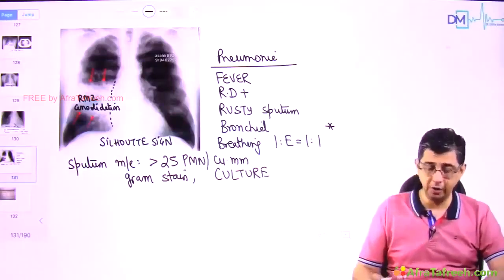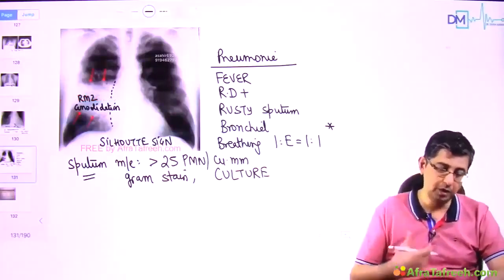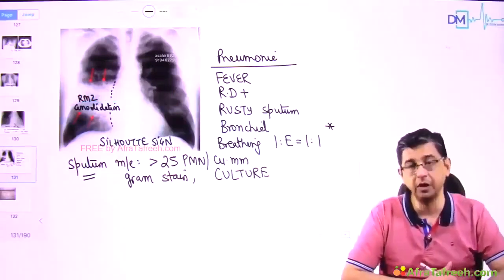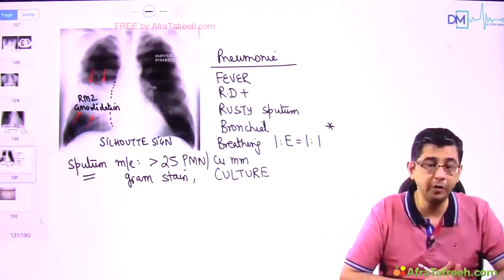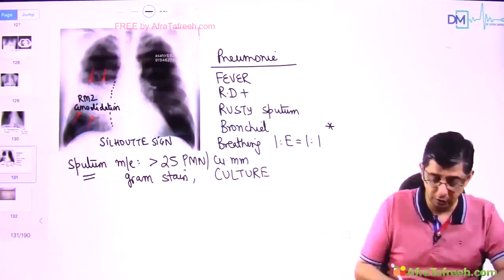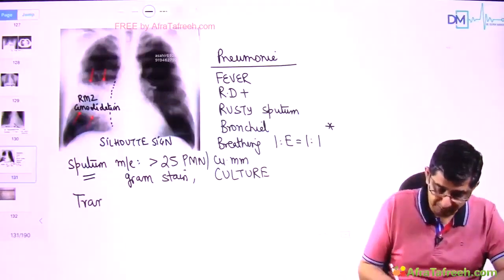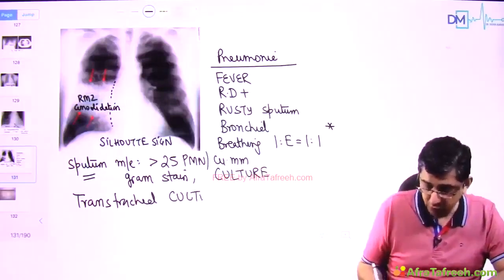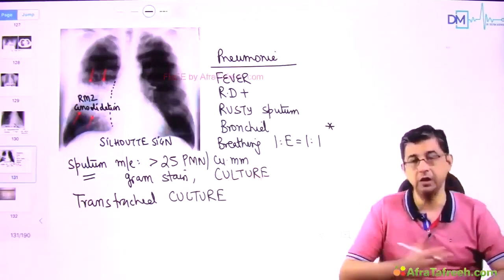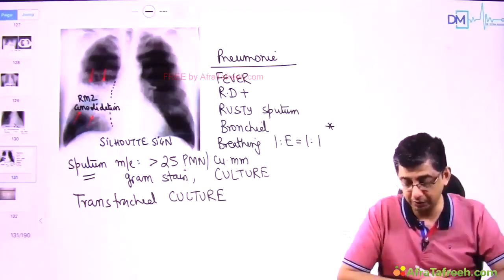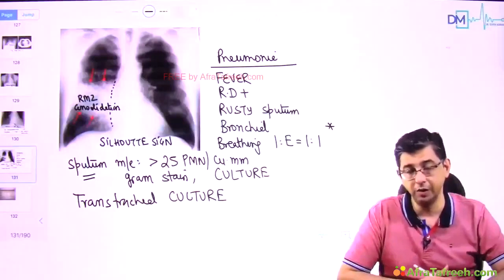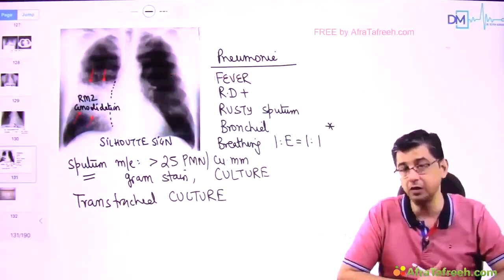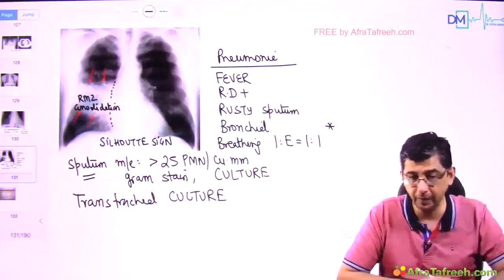Now, if a person cannot produce sputum, you can help him by giving him a saline nebulization that will liquefy the secretions, and then he can expectorate. But if a person is very sick and he cannot produce the sputum, then what you will do is use a transtracheal culture. The reason why I am so hell-bent on doing a culture is because I want an etiological diagnosis. I basically want to find out what organism is causing this particular infection in the lung of the patient, because without that, treating this patient is like shooting in the dark. You don't know what the target is.